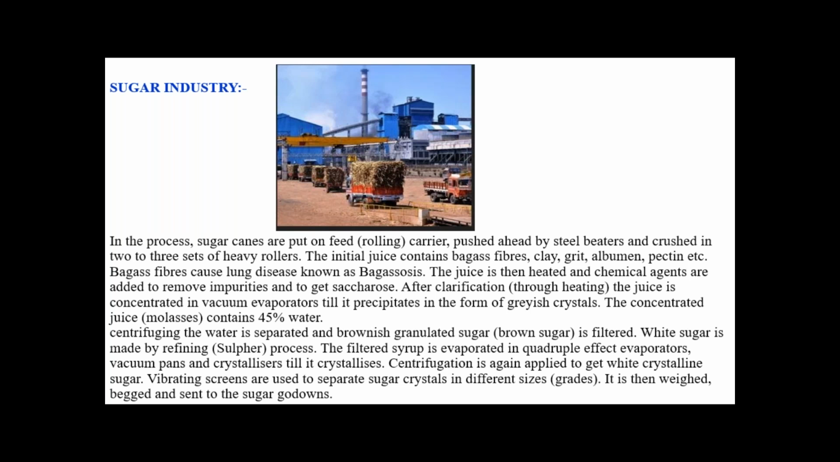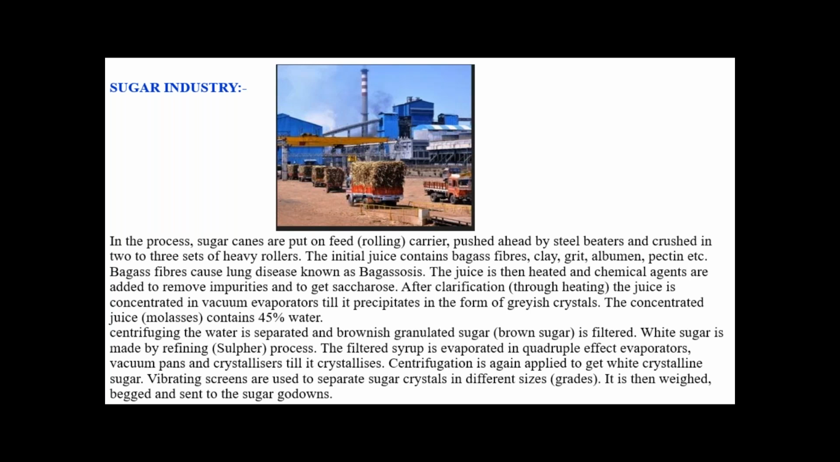Then the initial juice contains bagasse fibers, then clays, grit, albumen, pectin, etc. These bagasse fibers cause a lung disease known as bagassosis. If you inhale these fibers and they are deposited in the lungs, then bagassosis, a notifiable disease, can occur.